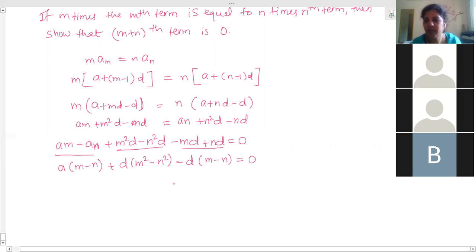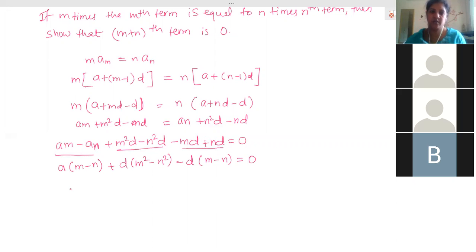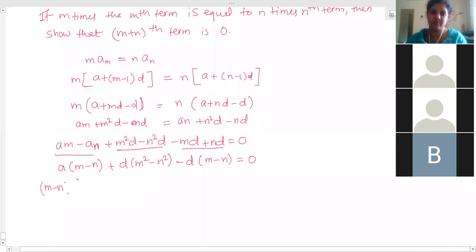Now further, can you take m minus n common from everywhere? Yes, ma'am, all the three terms. Then what is it after that? M minus n is common. So what is left in the bracket then? What will be left? A plus dm minus dn, d into bracket, minus d. m plus n minus d.